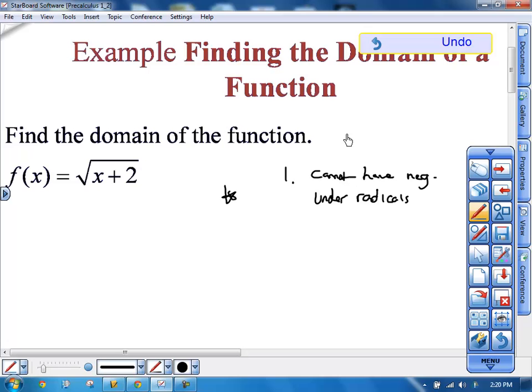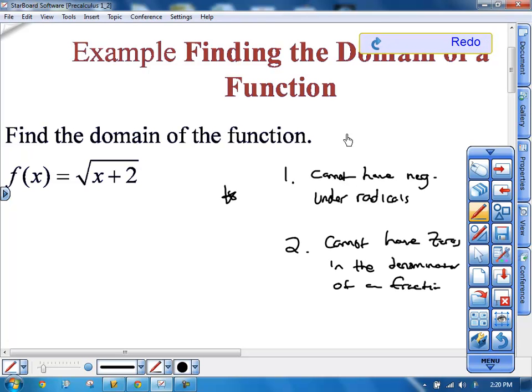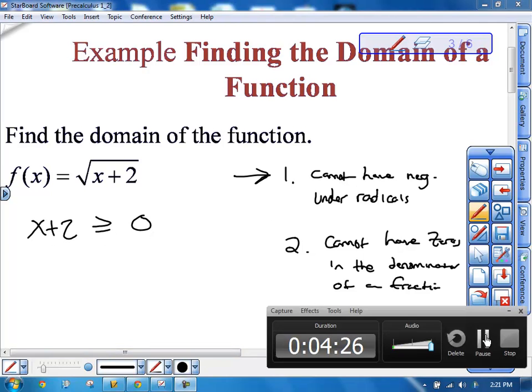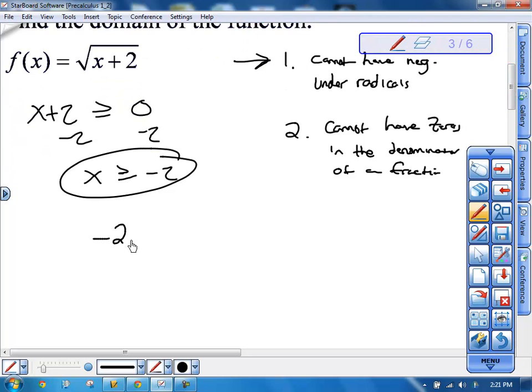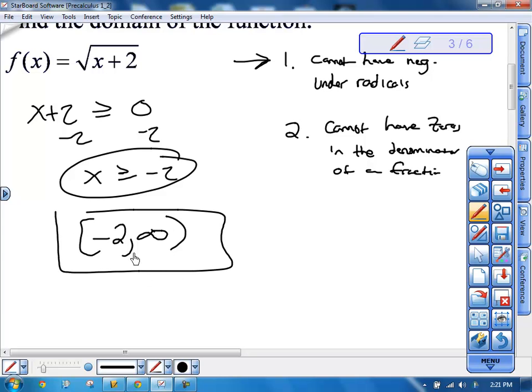So here's an example then. If we look at this function, we know we don't have any fractions here, so we don't have to worry about number 2. We do have to worry about number 1 here, though. We have a radical. So we have to have what's underneath the radical be bigger than or equal to 0. Would you guys agree? Let's solve this then. We're going to subtract 2 from both sides, and we have x is greater than or equal to negative 2. So that's telling us that all the x values have to be bigger than or equal to negative 2. That's our domain. If we wanted to write that in interval notation, we would write negative 2 to infinity. We use a square bracket here and open bracket here. And this is the way I'd like you to write it because our book uses interval notation and so does WebWork.